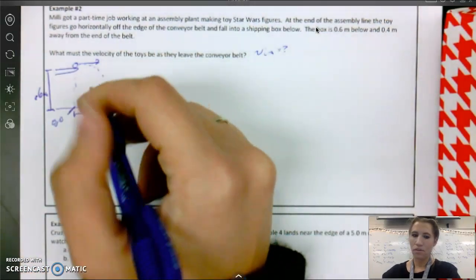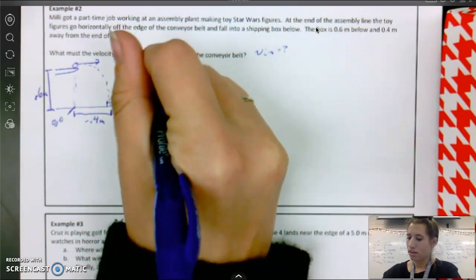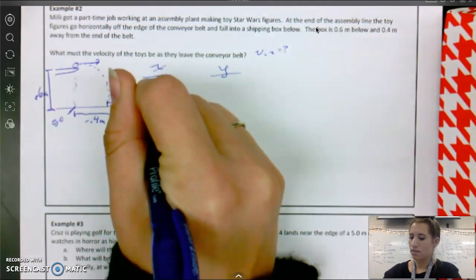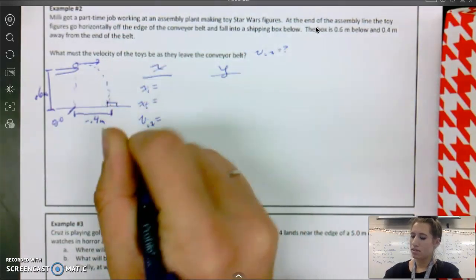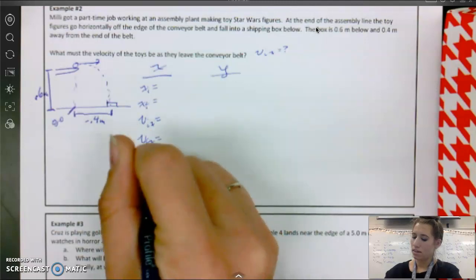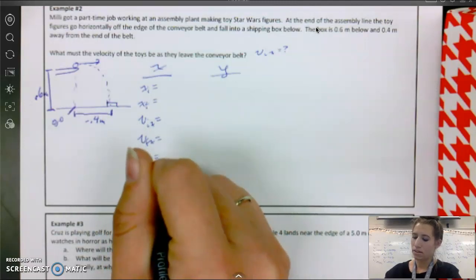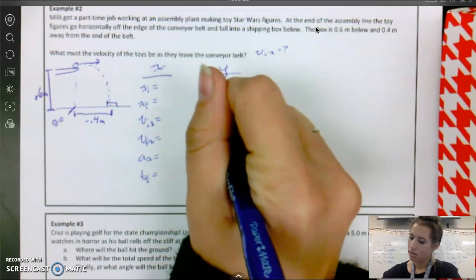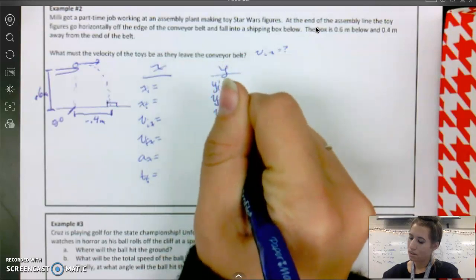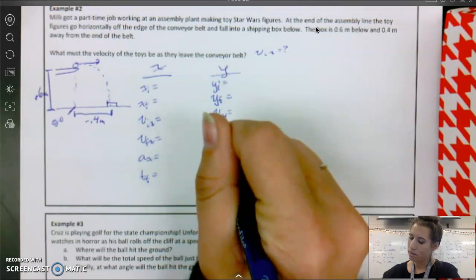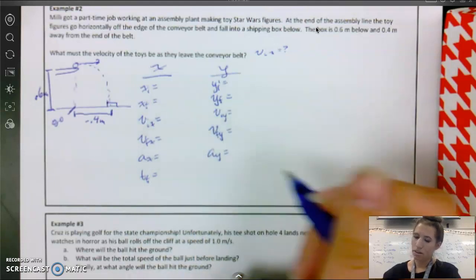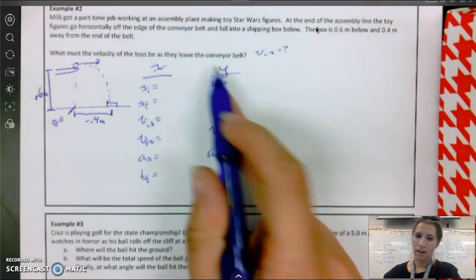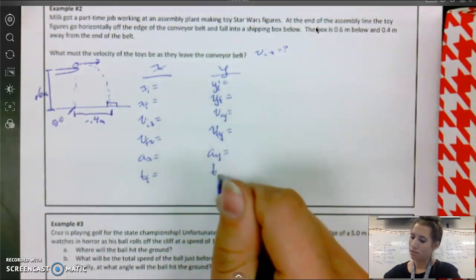Okay. So now that we've drawn a picture and established our origin, let's make our lists of knowns and unknowns. So x initial, x final, velocity initial in the x, velocity final in the x, acceleration in the x, and then time final. And we're going to have the same list for the y. Now, you need to start becoming comfortable with this list, so that you'll be able to write it yourself, okay? So that you'll know right off the bat that these are the components that we're looking for.